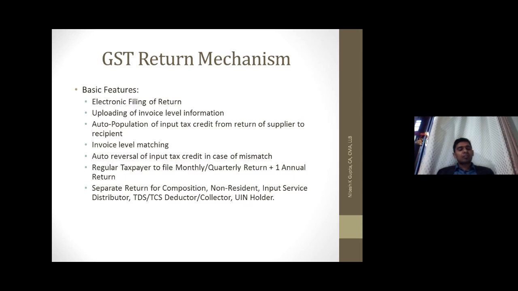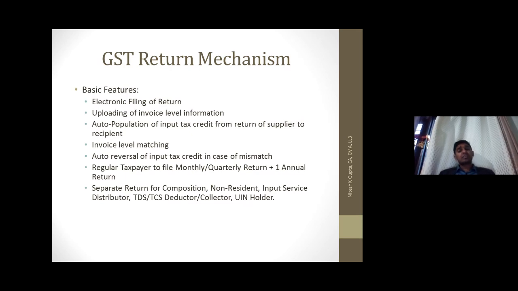We have already discussed in the previous classes that a composition dealer is different, who pays tax at a straight flat rate of 1% on the turnover. He does not take input tax credit. He does not pay tax on invoice basis. He pays tax on total basis. A non-resident is a person who is not from India. Input service distributor, we just discussed in the last slide.